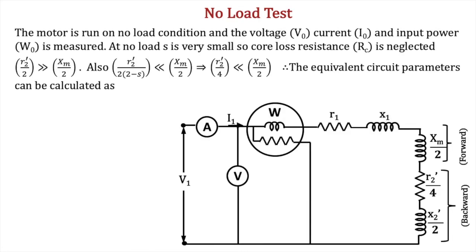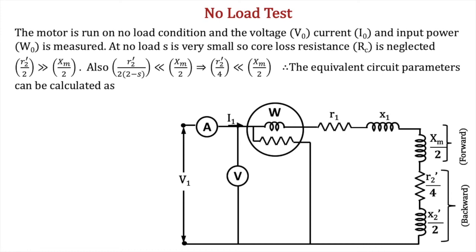Now the no load test. The motor is run at the rated voltage under no load condition, and the rotor is free to rotate. Therefore, over here the core loss resistance will be neglected. Also R2 dash by 2 minus S will be much greater than Xm by 2, so the magnetizing reactance will be covered in the case of the backward field, and R2 dash by 4 is much less than Xm by 2. So the equivalent circuit parameter becomes as follows in the forward direction, because R2 dash is much larger than Xm by 2.